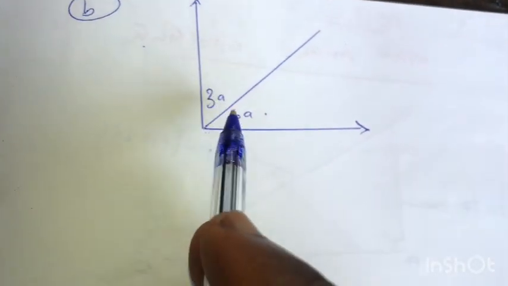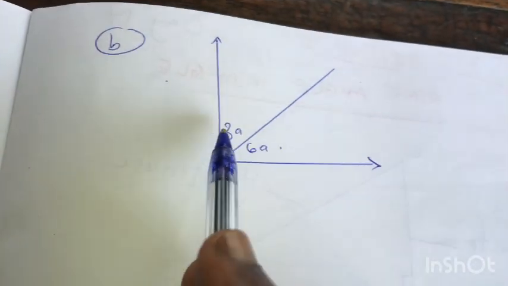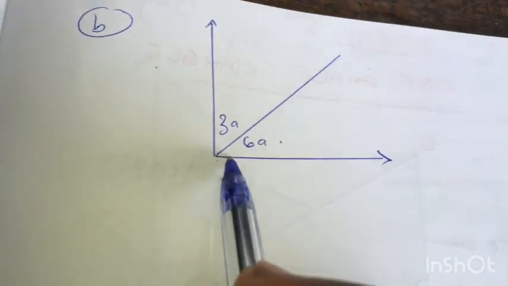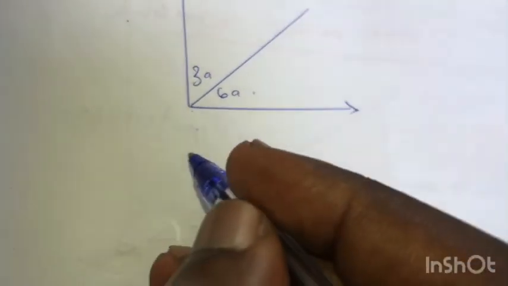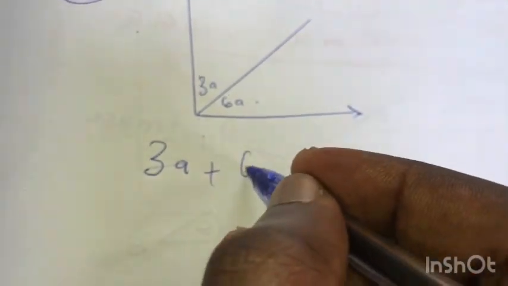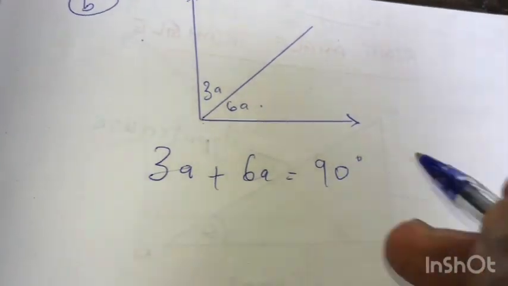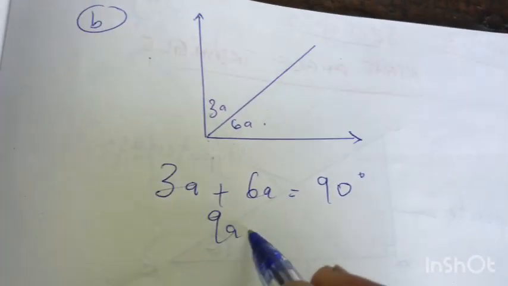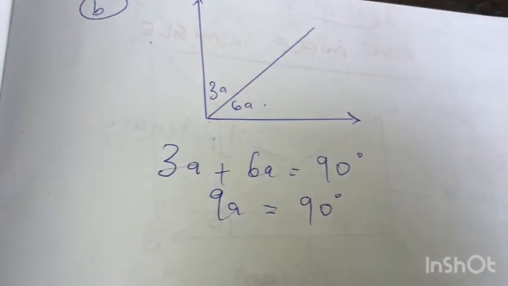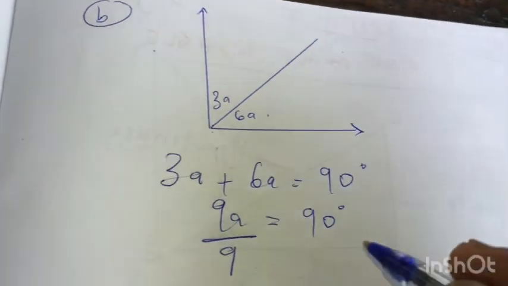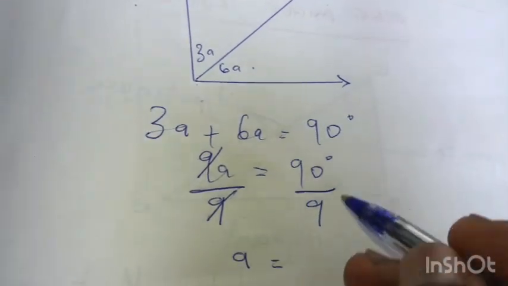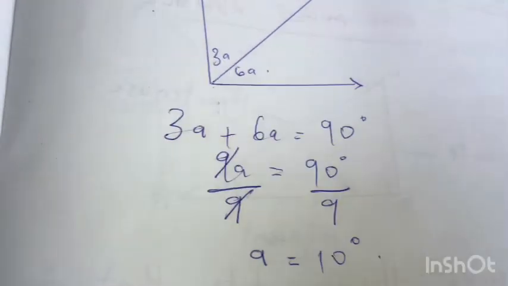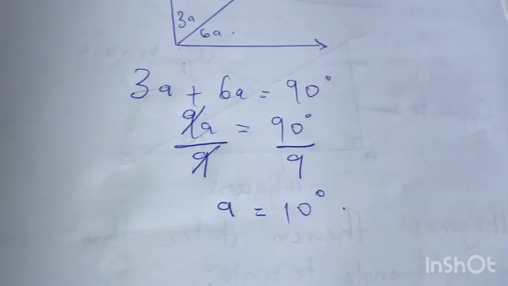Let's take the other one. This one says 3a and 6a. So we are finding a. But what is the measure of this angle? 90, exactly as we said. So you can see that when we add this and this, we get 90. So 3a plus 6a equal to 90 degrees. 3a plus 6a is 9a, equal to 90 degrees. How do you find a? Divide both sides by 9. So 9 cancels 9. Now a is equal to 90 divided by 9, which is 10 degrees. So our a is 10 degrees.